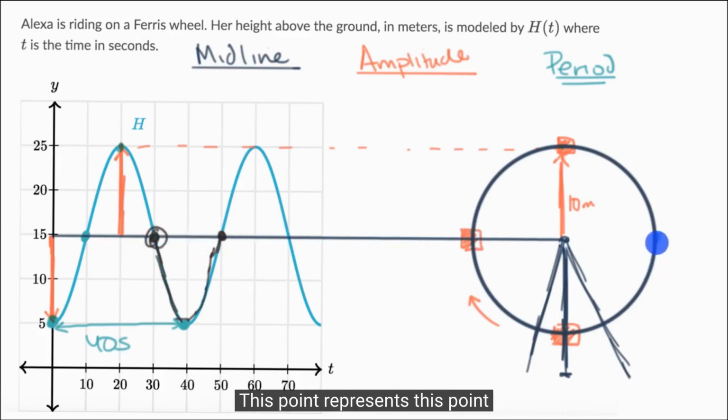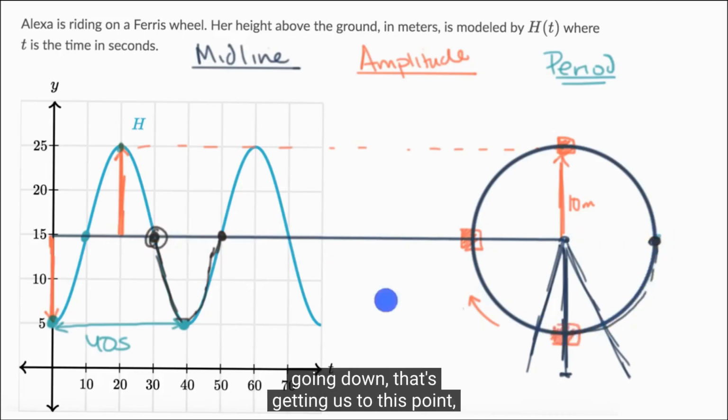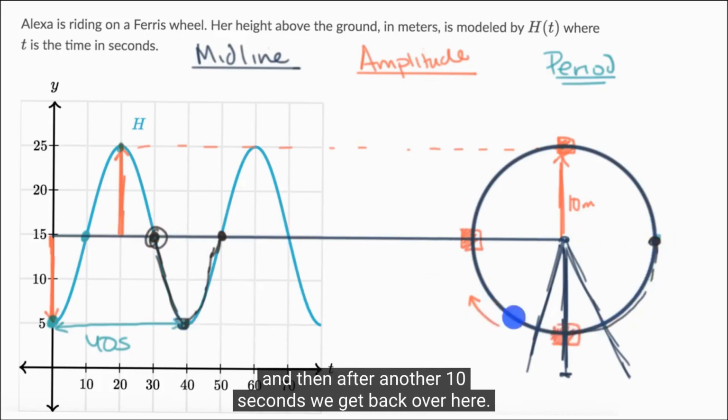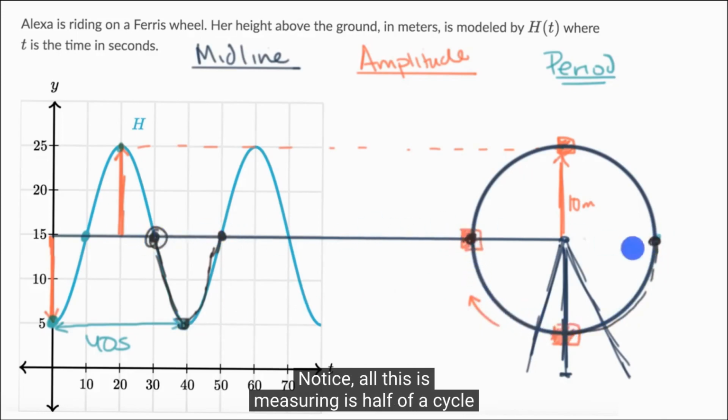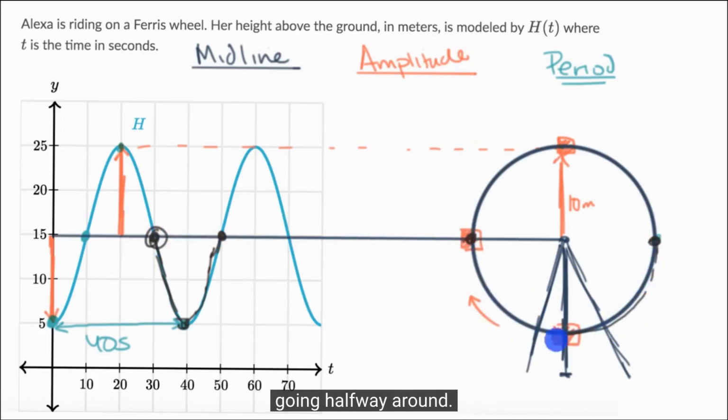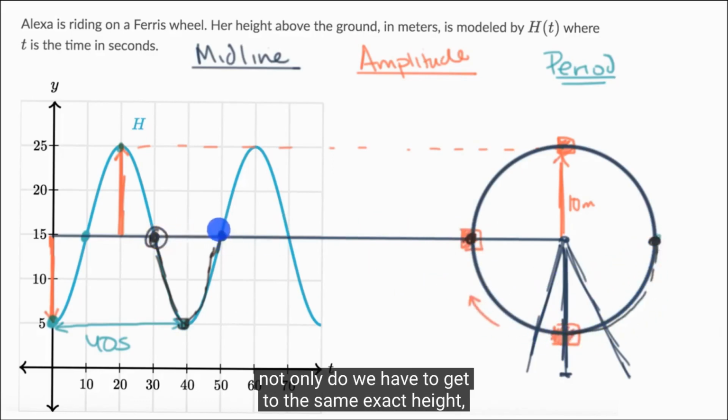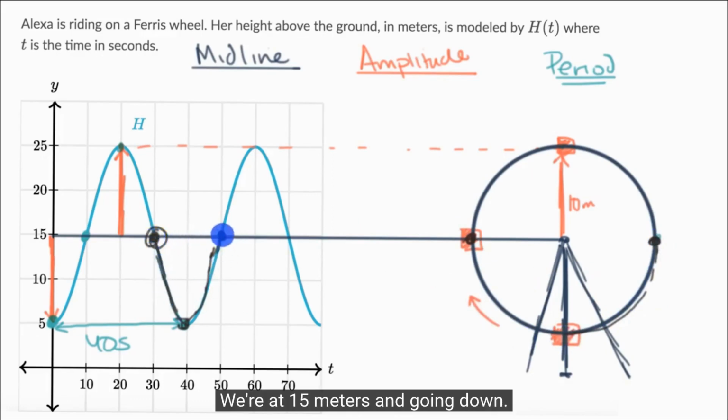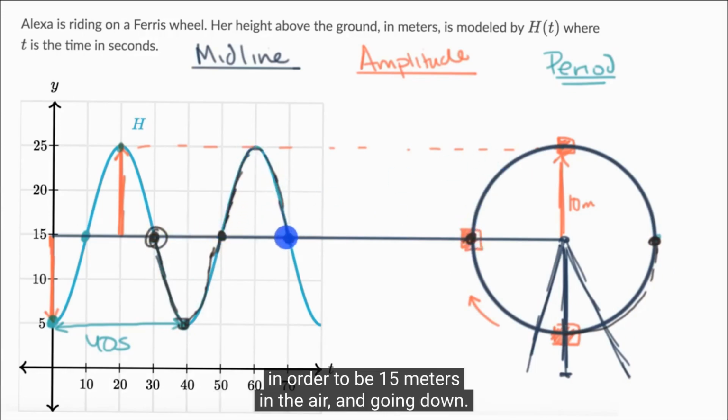This point represents being 15 meters above the ground, going down. That's getting us to this point, and then after another 10 seconds, we get back over here. Notice all this is measuring is half of a cycle, going halfway around. In order to go all the way around, not only do we have to get to the same exact height, but we have to be moving in the same direction. We're at 15 meters and going down. Here we're 15 meters and going up. So we have to keep going another 20 seconds in order to be 15 meters in the air and going down.